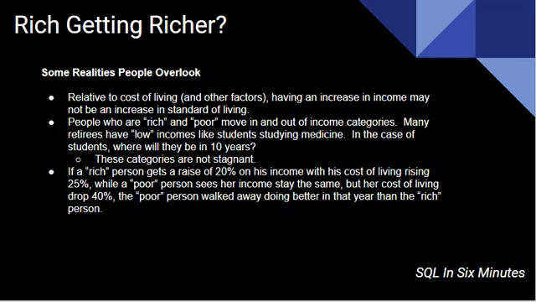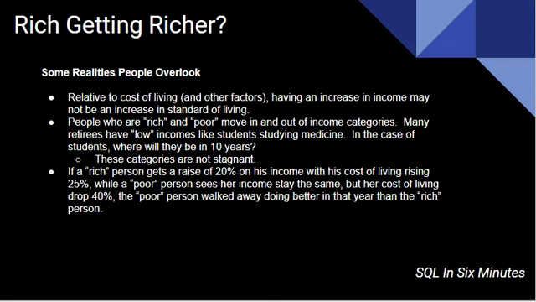Let's just state some realities that people overlook when they say the rich are getting richer and the poor are getting poorer. Relative to the cost of living and other factors, having an increase in income may not be an increase in standard of living, which is more important than income. Your income can go up, but if your standard of living drops, who cares? People who are rich and poor move in and out of income categories.